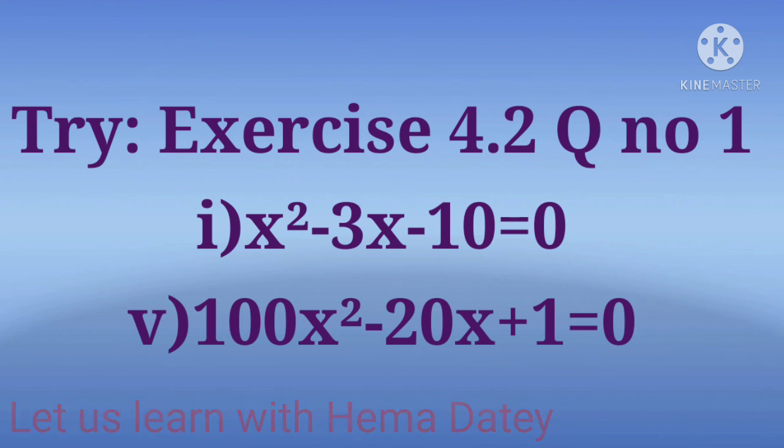Now try Exercise 4.2, question number 1. First part, x² - 3x - 10 = 0, and the fifth part is 100x² - 20x + 1 = 0.